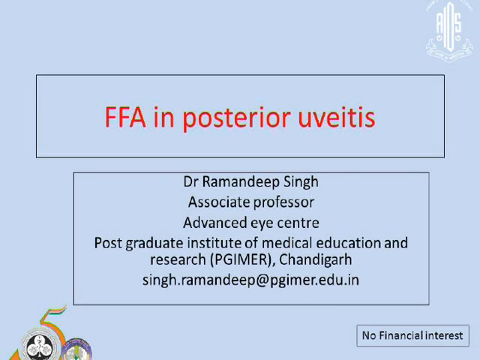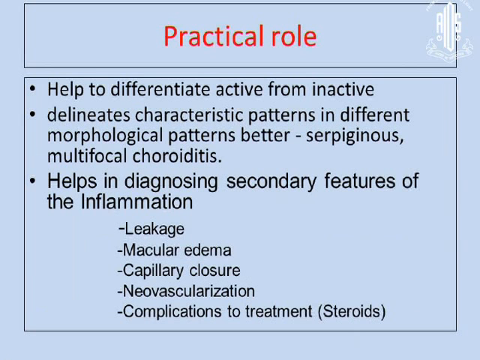I'll be speaking on FFA and posterior uveitis. Posterior uveitis, as we all know, consists of basically the retinitis, choroiditis, and the vasculitis part. So there are features there which you should know about FFA so that you don't miss these findings, and they are very easy if you look at these findings. What FFA does is basically it helps us to differentiate active from inactive.